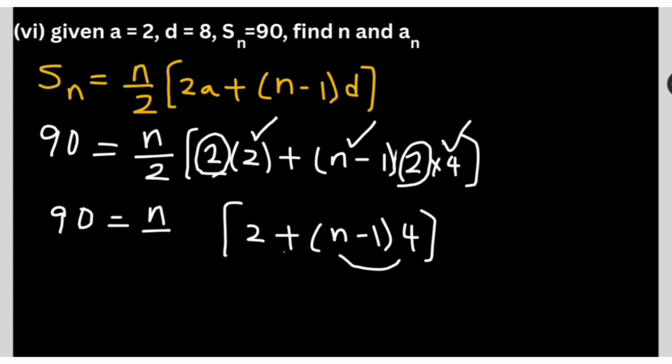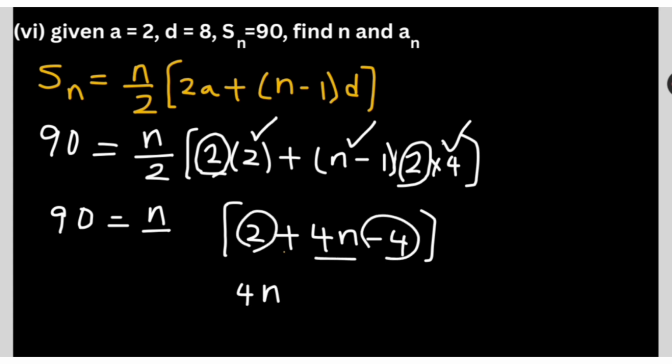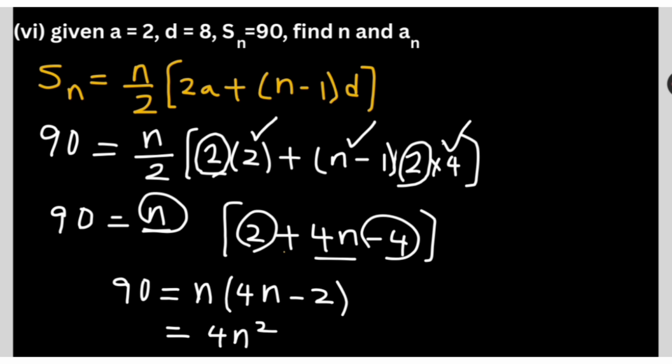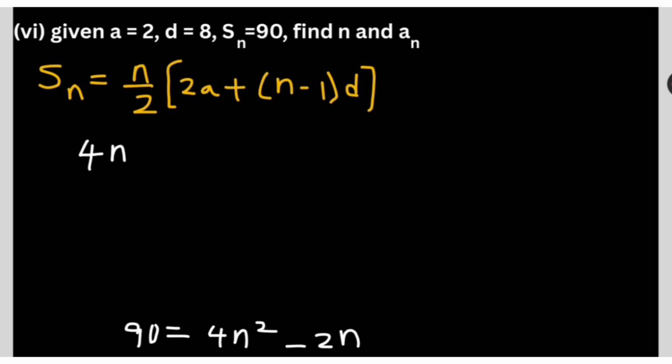If you open the bracket, what are we going to get? 4n, and here we have a minus, so minus 1 times 4 is 4. So n minus 1 times 4 gives 4n minus 4. Here we have 4n plus 2 minus 4 which gives minus 2. And at the front we have n, equal to 90. If you open the bracket, we get 4n squared minus 2n. On the left-hand side we have 90. What we got: 4n squared minus 2n equals 90.